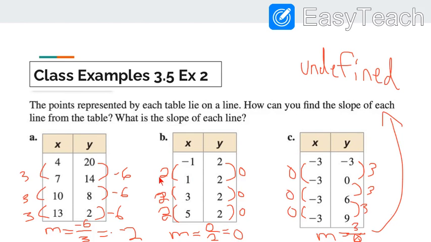Alright, as you work through B, you would have a change of 2 for each one of the x's and a change of 0 for the y's, meaning our change in y over change in x was 0 over 2. 0 divided by 2 is just 0, so there is no change here. This would be a flat line at y equals 2. For the last one, the x values do not change, but the y values do, which means we have 3 divided by 0. Well, you can't divide anything by 0, so that makes this one undefined. It also means that this would be a vertical line at x equals -3.